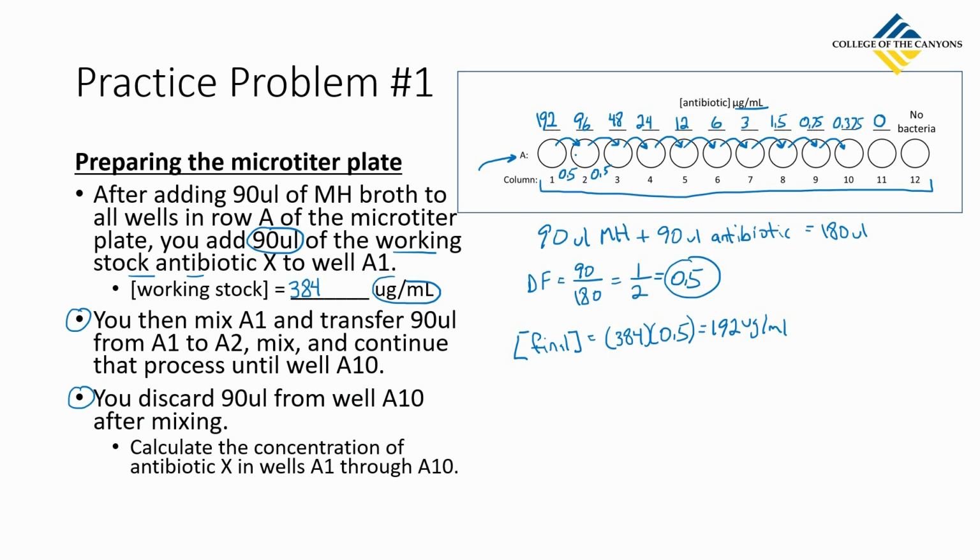Also, to be clear, it says you're going to discard 90 microliters from well A10. So after you do all of these transfers, you're going to end up with 90 microliters left that you're not going to put into well A11. So you're just going to discard that 90. So all the wells are going to have the same volume in them. And now we know what the concentration of the antibiotic is in each of the wells.